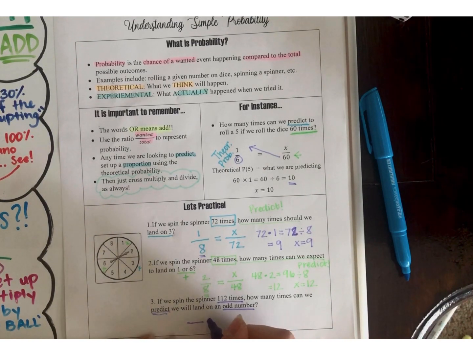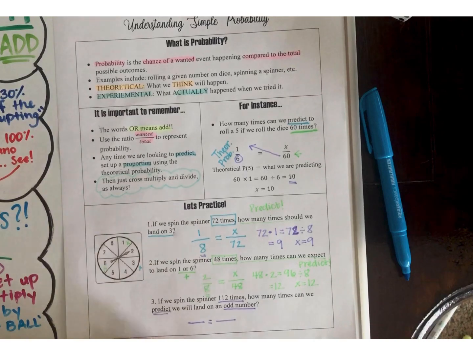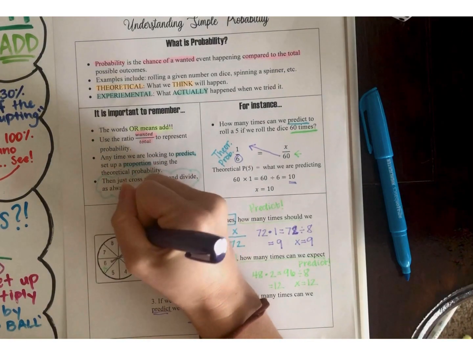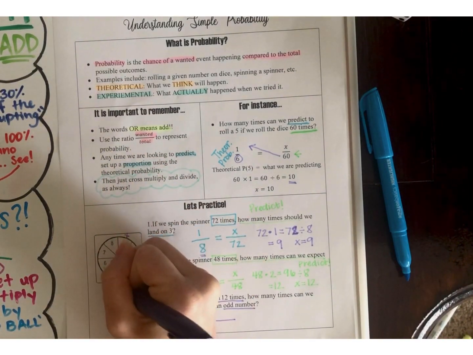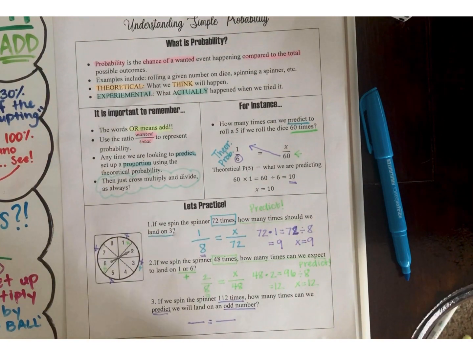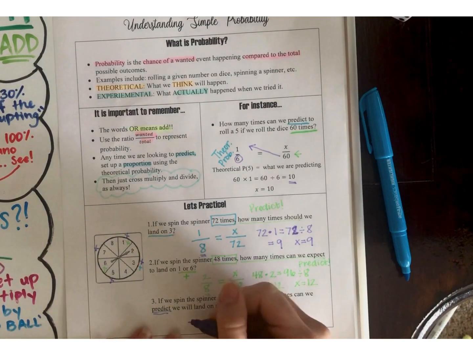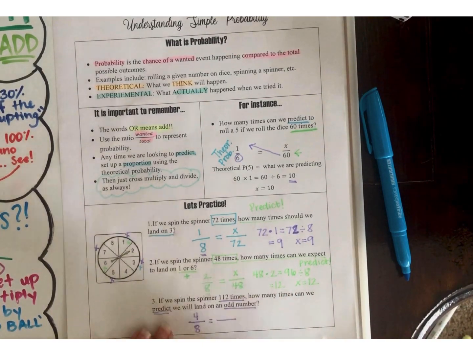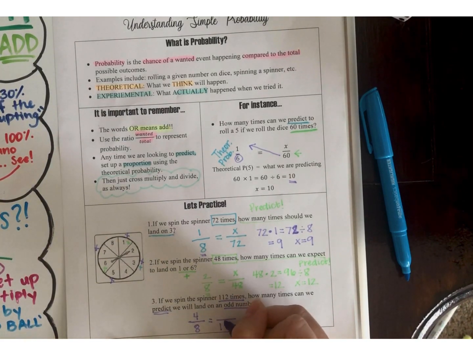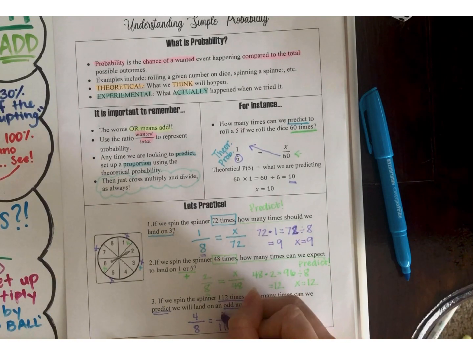First, we have to set up our proportion. And on this side, we're going to put our theoretical probability of an odd number. Remember, those are our numbers 1, 3, 5, 7. It's all those numbers that are not divisible by 2. Okay? So looking at that, that gives us 4 out of 8 as our theoretical probability, which we could also reduce to 1/2 if we wanted. Okay? On the other side, we are spinning the spinner a total of 112 times. And then we fill in our x with our top.